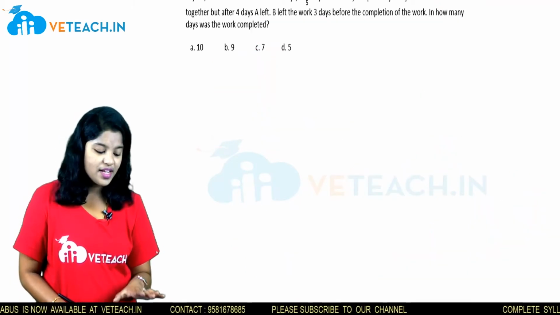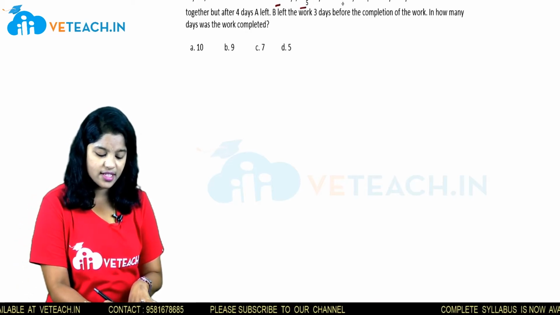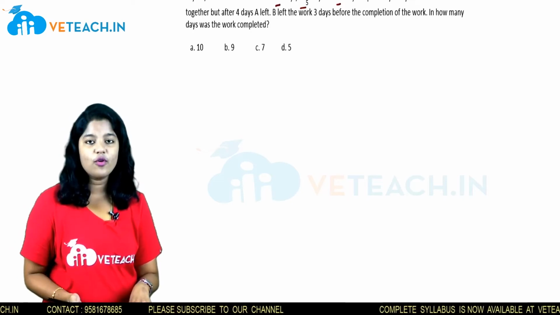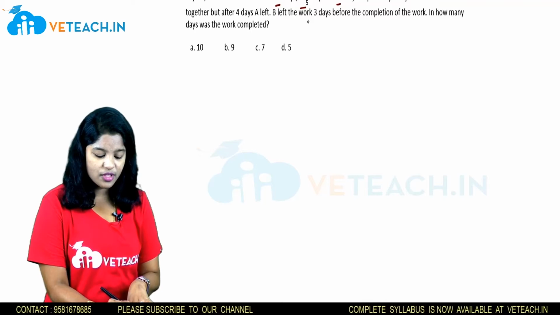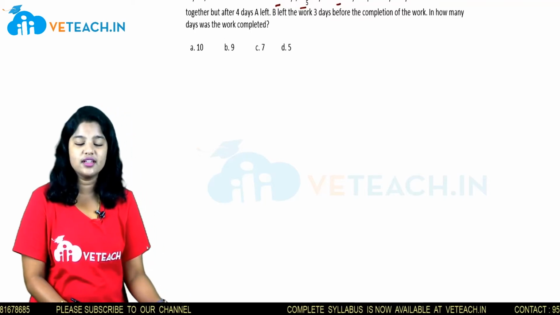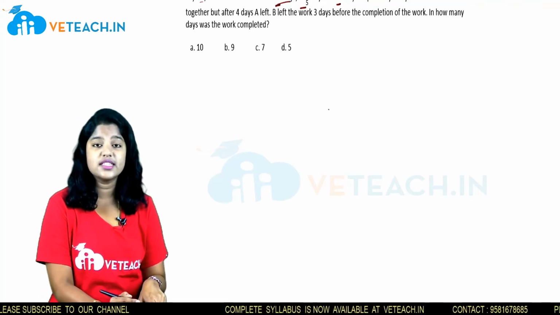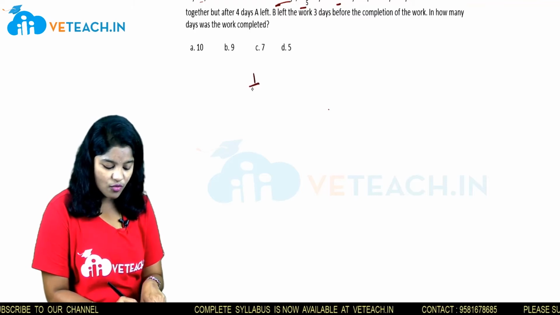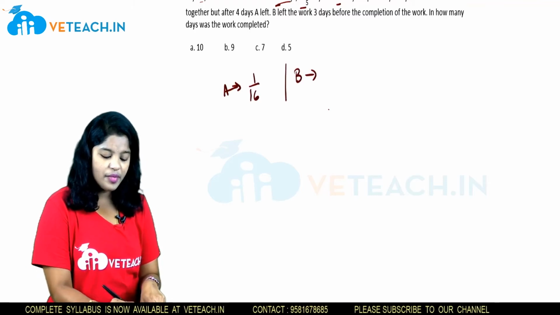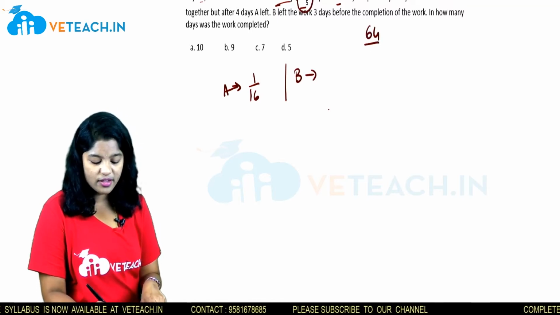See the next question. A, B, C can do a work in 16 days, 12 4 by 5 days, and 32 days respectively. They started to work together, but after 4 days A left. B left the work 3 days before the completion of the work. In how many days was the work completed? First of all, let us write that A can complete the work in 16 days. So for 1 day he can do 1 by 16th of the work. This is A's work. And B can complete in 12 4 by 5 days, that is 64 by 5 days.